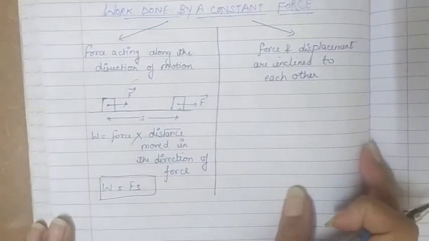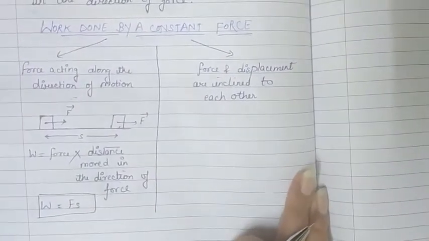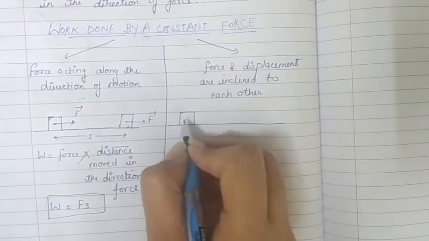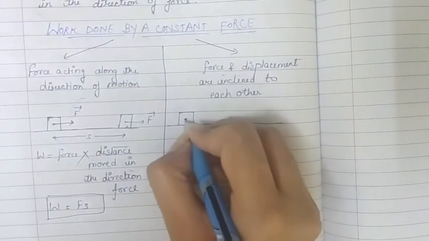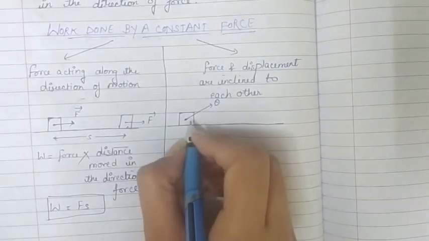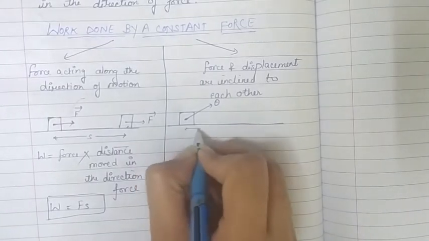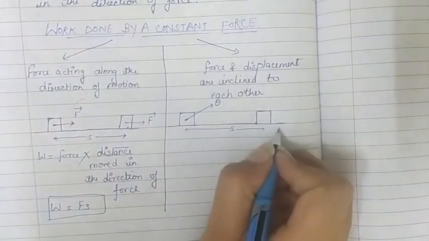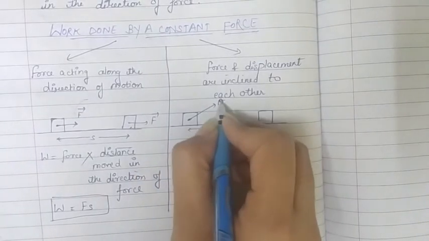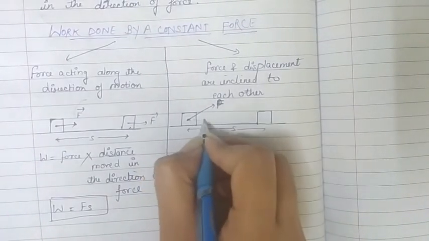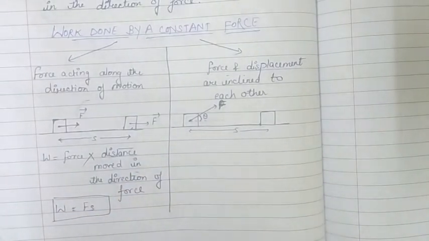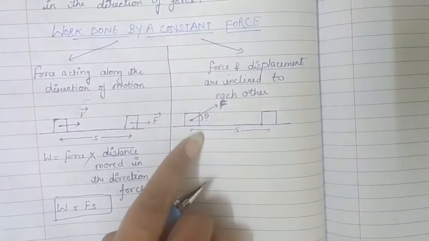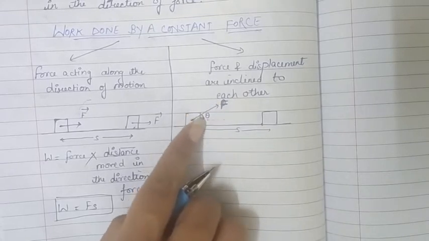Okay. In the other case, when force and displacement are inclined to each other, suppose we have a box here placed on a surface. The force acting on it is at angle theta with the horizontal, and the displacement that it covers, the position change, is S, means its new position is here. Now the position change is along the horizontal, but the force is making an angle theta with the horizontal. So the situation is that the force and displacement are inclined to each other. Displacement is along the horizontal and force is making an angle theta with the horizontal.